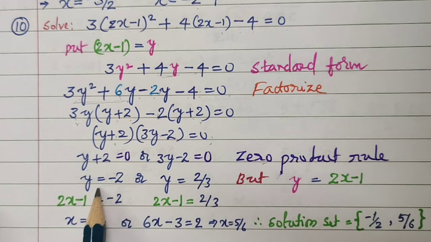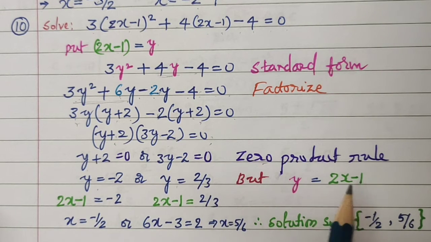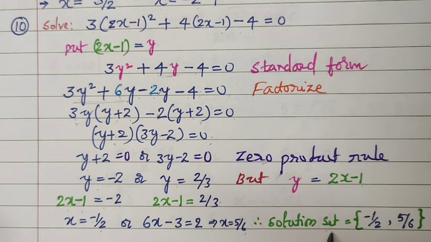Then this will become y is equal to 2, that will become y is equal to 2 by 3. But we know that y is equal to 2x minus 1. Replace y with 2x minus 1, so 2x minus 1 is equal to 2 by 3. This goes that side, this will become minus 2 plus 1 minus 1 divided by 2, or x is equal to 5 by 6. Therefore the solution set is minus 1 by 2 comma 5 by 6.